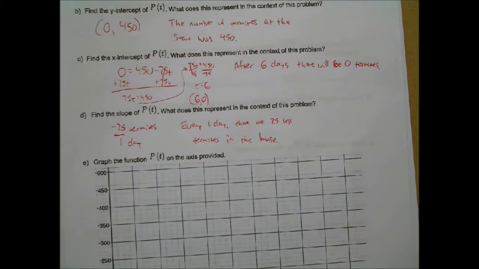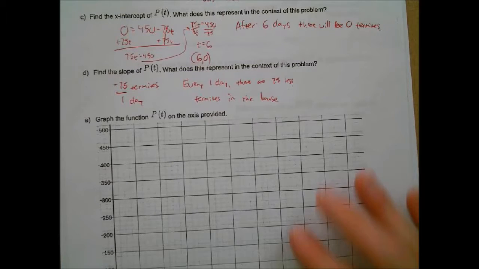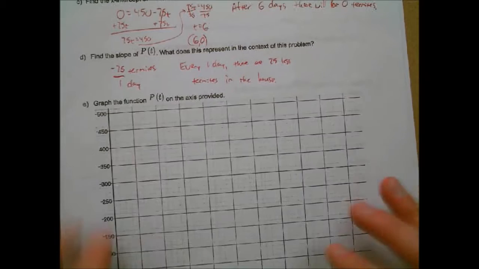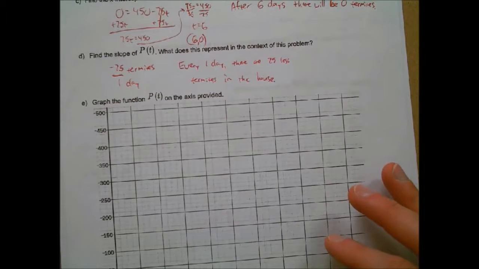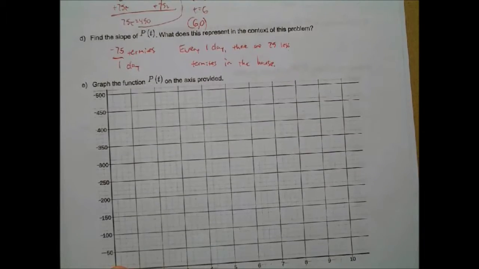All right, let's go ahead and graph it here. To graph this, remember our equation again, 450 minus 75t.